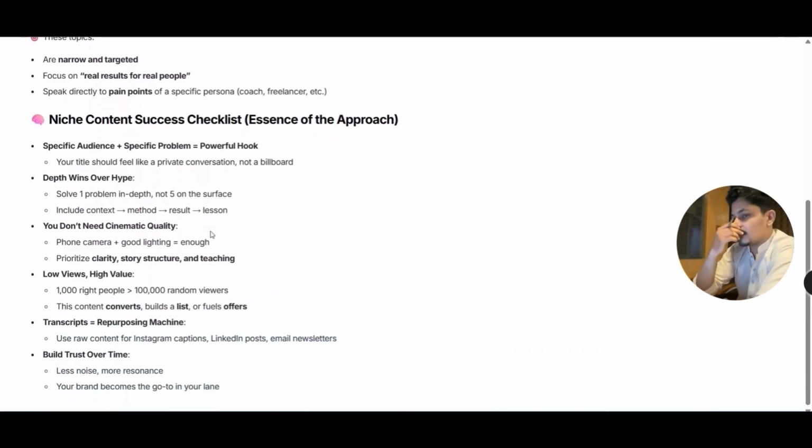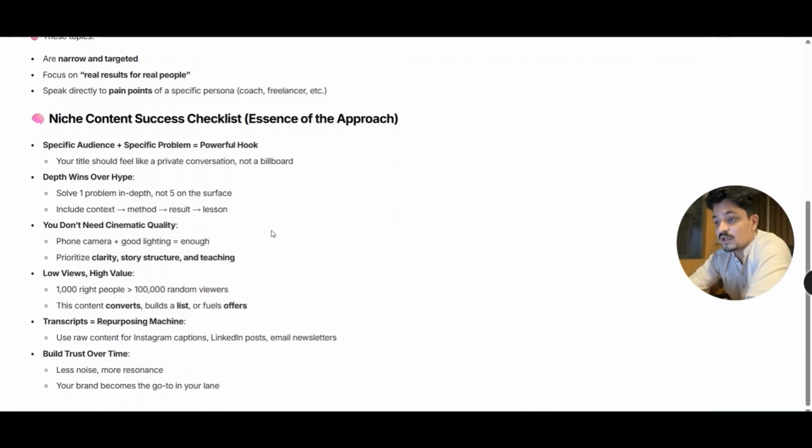So we got the checklist right here, as we have gone through the broader checklist as well. We got one here for niche content, and you have to keep pointers in mind in order to execute the perfect system for your niche content. The first is: specific audience plus specific problem equals powerful hook. Your title should feel like a private conversation, not a billboard, right?